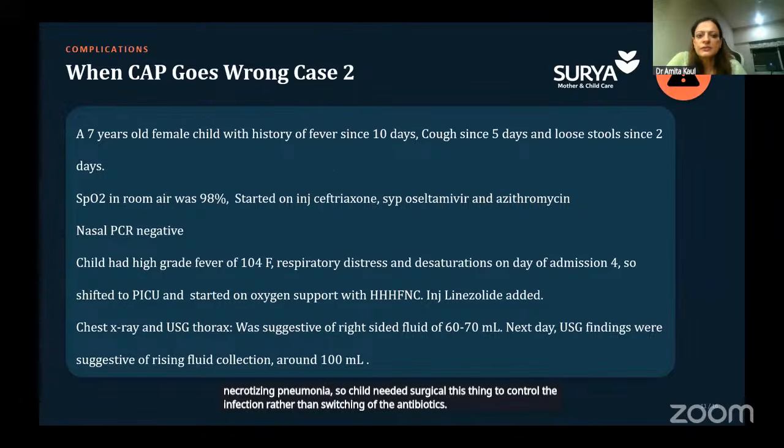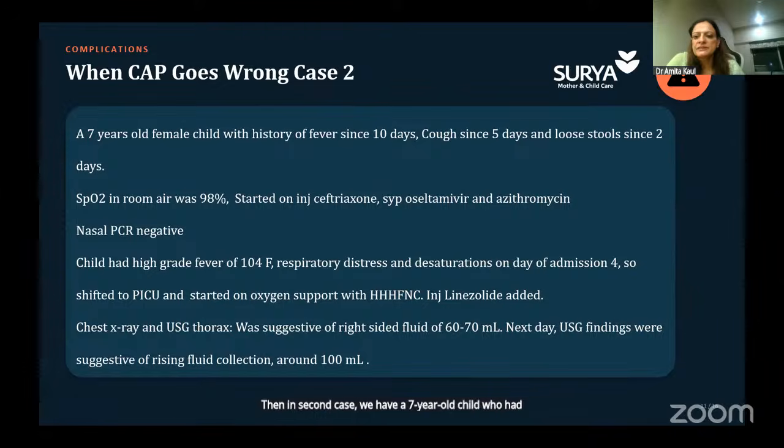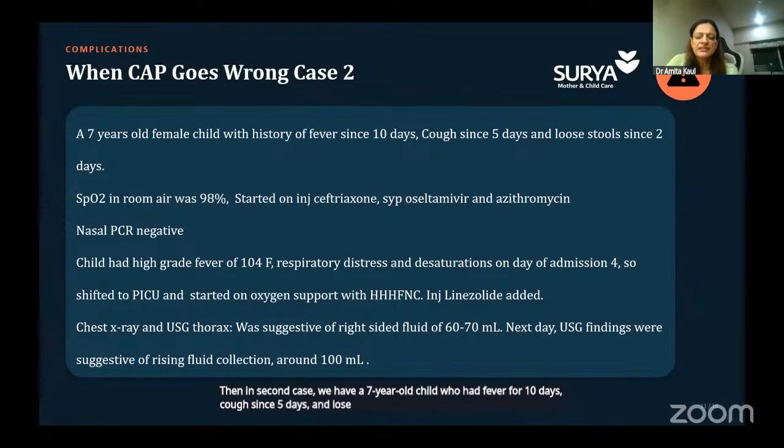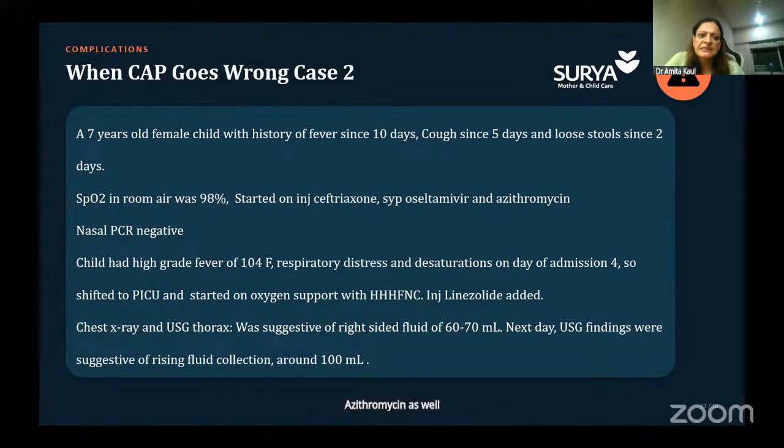Then a second case, we have a 7-year-old child who had fever for 10 days, cough since 5 days, and loose motions. When she was admitted, she was saturating well. She was admitted in the wards. So we gave ceftriaxone, oseltamivir, and azithromycin. So the age group is 7, so we thought probably the child could have mycoplasma. So we added azithromycin as well. We did a nasal PCR and it came to be negative.